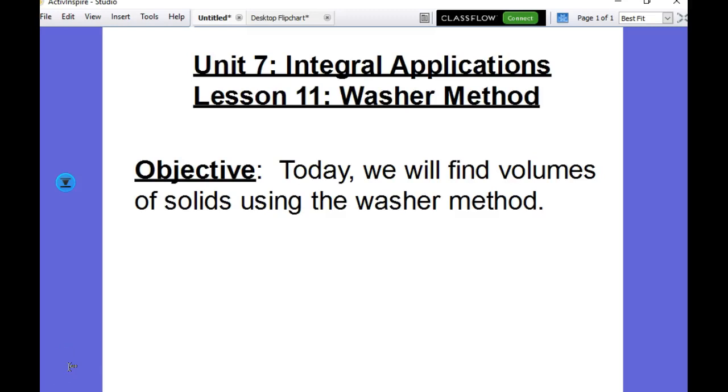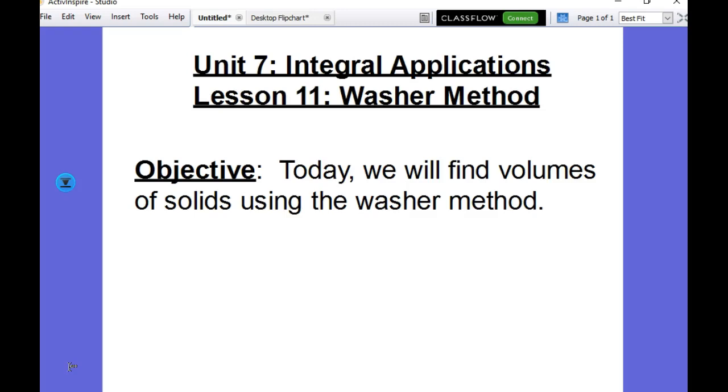Today we're going to continue what we were doing yesterday a little bit, but yesterday we were doing something called the disc method. The cross sections were discs, like circles, right? Today we're going to do something called the washer method. You guys know what a washer is? All you engineering kids?